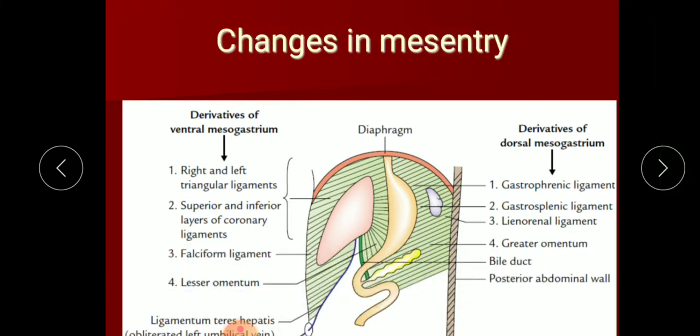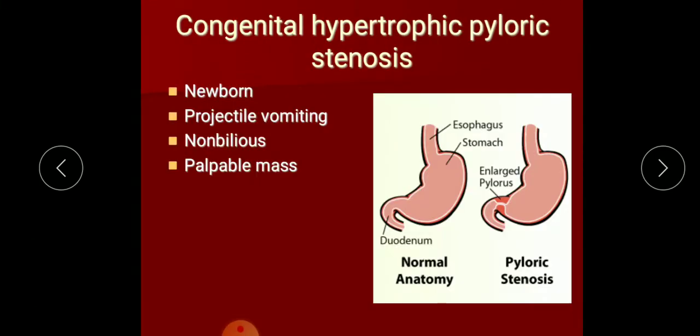Fine. So now, last, the applied aspect of the stomach. One thing you have to remember is congenital hypertrophic pyloric stenosis. It is one of the very common conditions seen in male babies. The newborn will typically present with projectile vomiting. The vomiting will be very typically projectile, and it will be non-bilious.